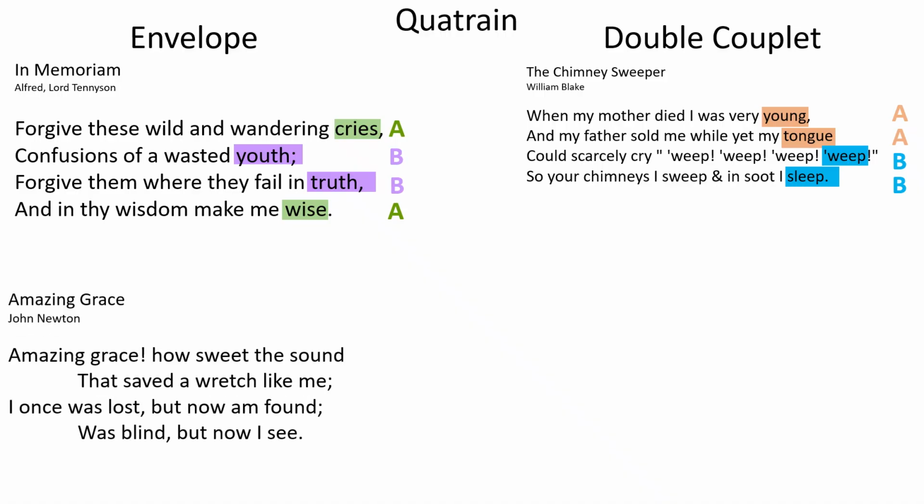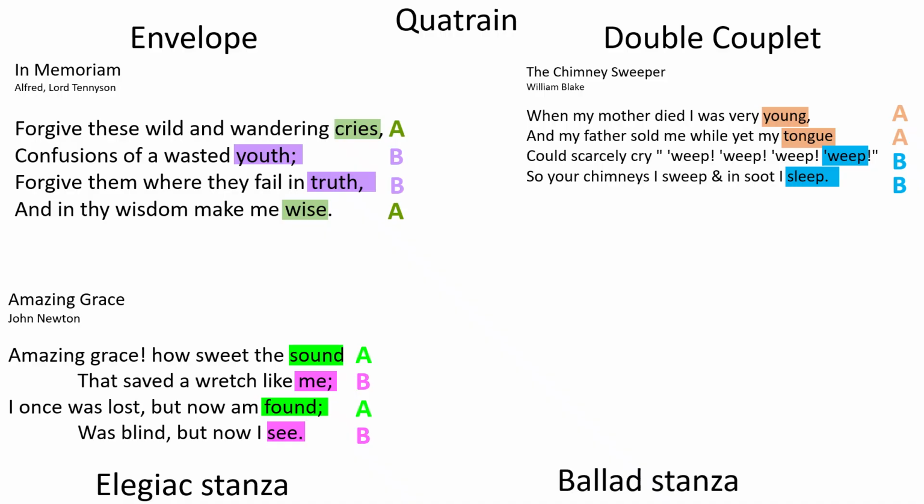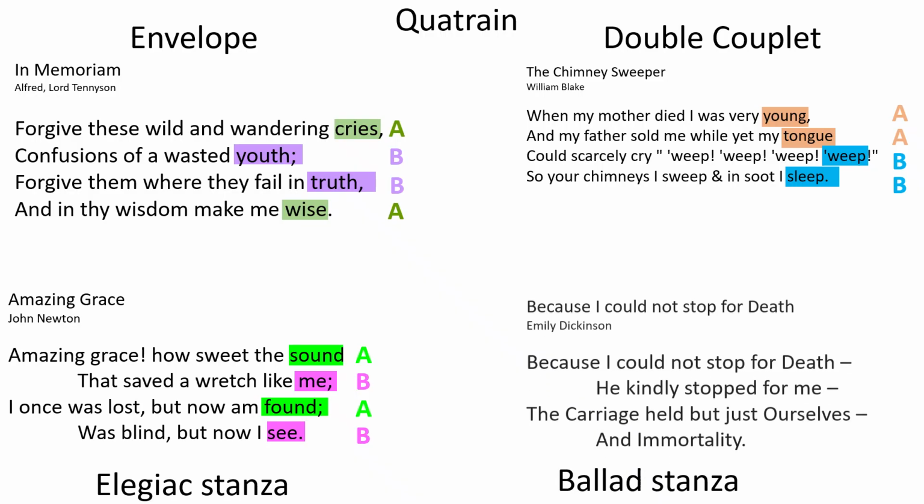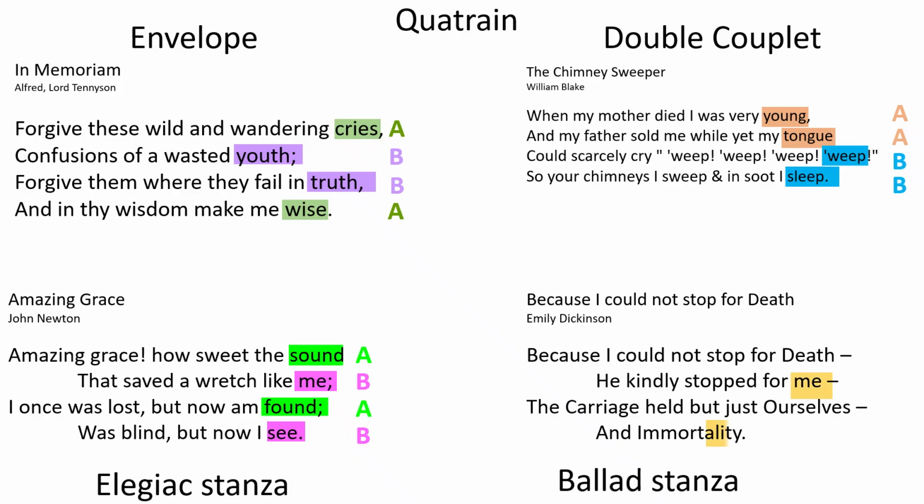Another popular style is like this: day and way, but Lee and me. So it's A, B, A, B. And this is called the elegiac stanza. Finally is the ballad stanza, in which the first and the third line do not rhyme, but only the second and the fourth line rhyme.